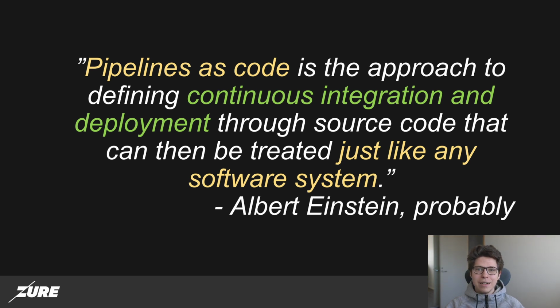This is not really a new thing, considering that cruise control, which was the first CI server in 2000, was based on something that could be called pipelines as code. So it has kind of taken us 20 years to really get there.